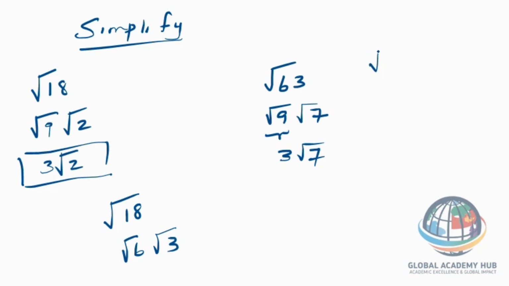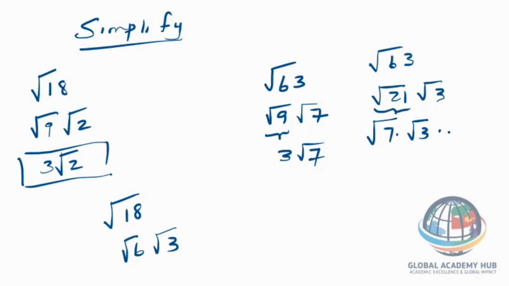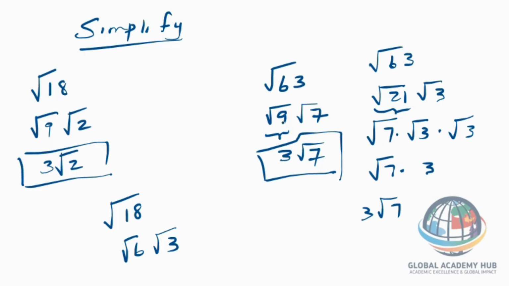Now, the square root of 63 could also be the square root of 21 times the square root of 3. And the square root of 21 is the square root of 7 multiplied by the square root of 3. Then you still have your square root of 3 up here. So now you have square root of 3 times square root of 3, which is 3. So now I have square root of 7 multiplied by 3, which gives me 3 square root of 7. Now that is my answer, 3 square root of 7. But notice I got there a whole lot quicker when I did the square root of 9.